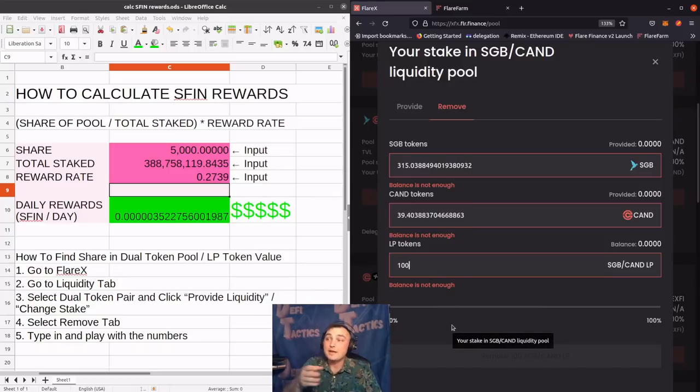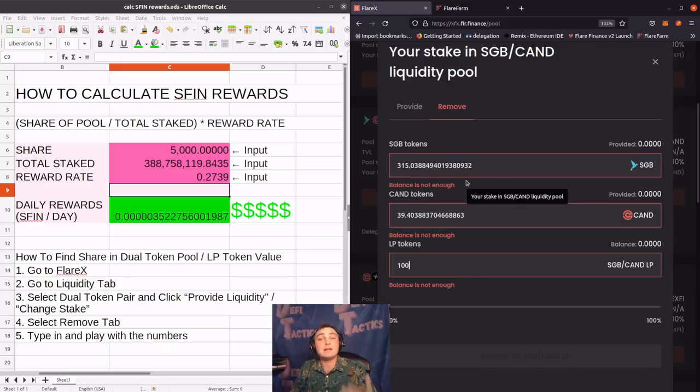In other words, 315 Songbird tokens plus 39.4 Canary Dollars equals 100 liquidity pool tokens. If we wanted to remove 100 liquidity pool tokens, we would then receive in exchange 39.4 Canary Dollar and 315 Songbird tokens. On the opposite side, if we wanted to provide liquidity and we wanted to provide enough to get 100 liquidity pool tokens, we would need to provide 315 Songbird tokens and 39.4 Canary Dollar.